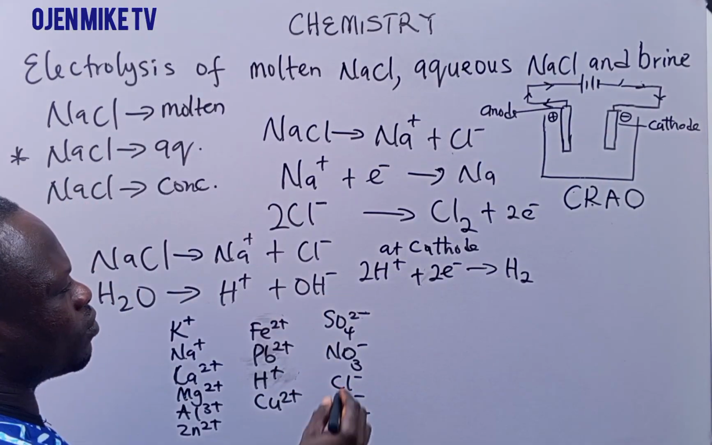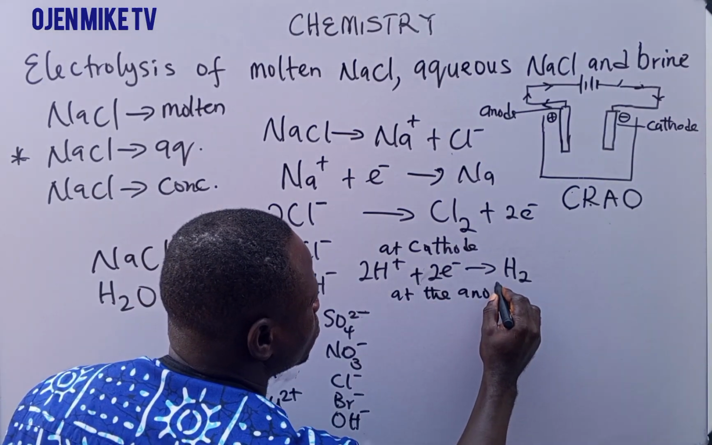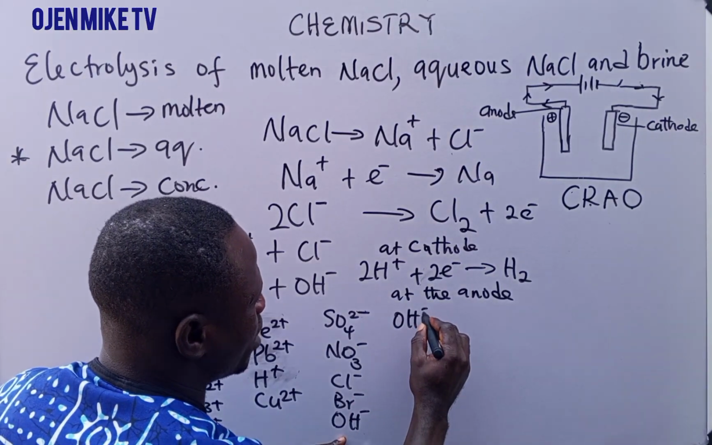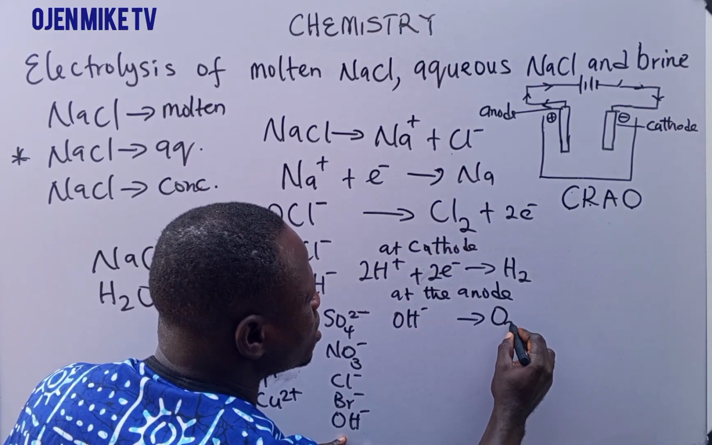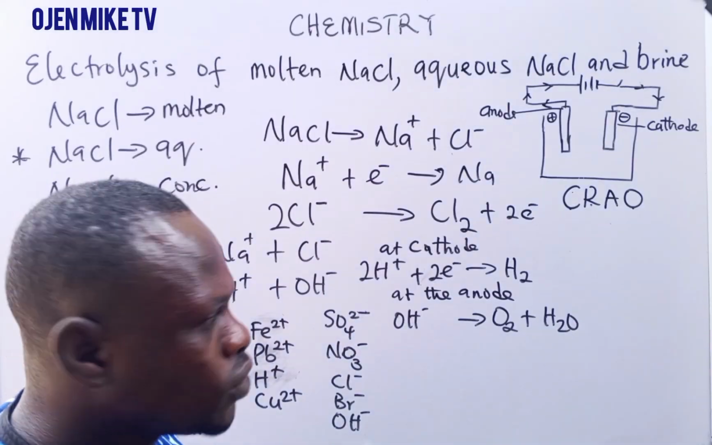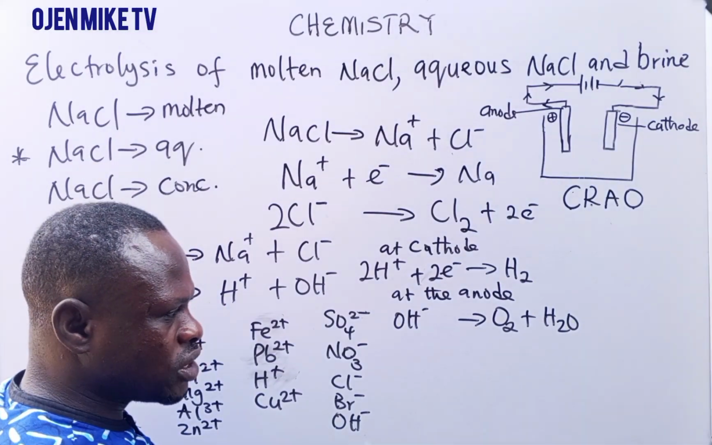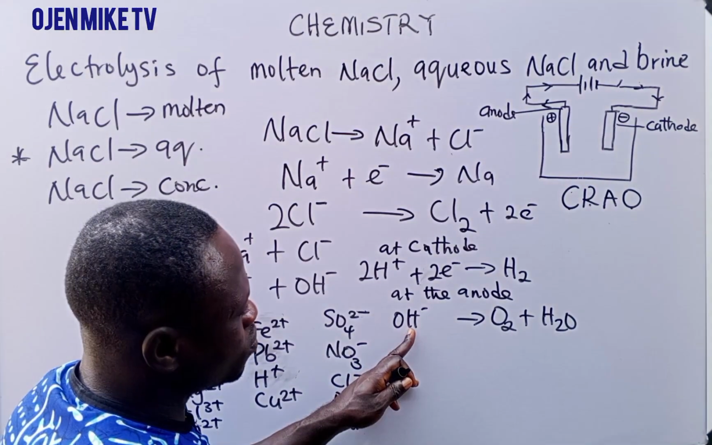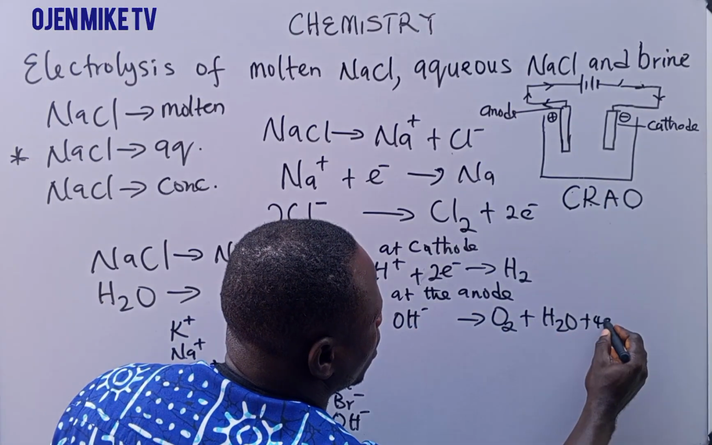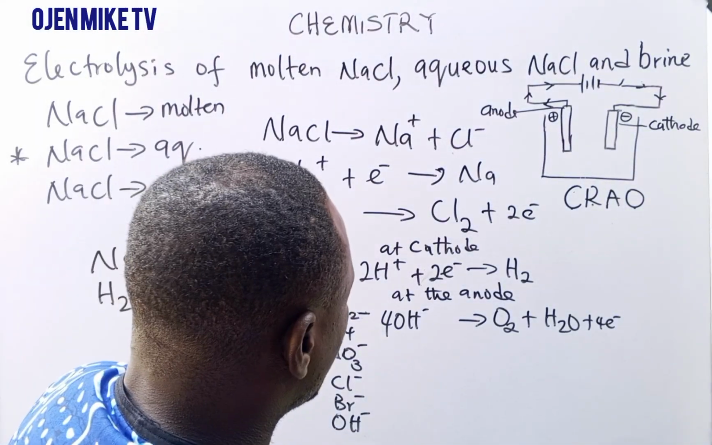Now we balance our equation. At the anode, what is formed? We have OH minus, which will give oxygen gas plus water. Now you need to balance your equation. Remember, the hydrogen group here is 2, and the charge is minus, so we add 4 electrons here and 4 electrons here.